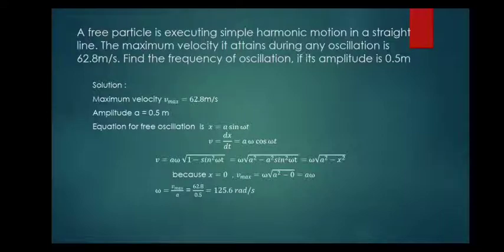So we can calculate frequency of oscillation using the formula omega equals 2 pi nu, where nu equals omega by 2 pi. Omega is 125.6 divided by 2 into 3.14, which will give you 20 Hertz.